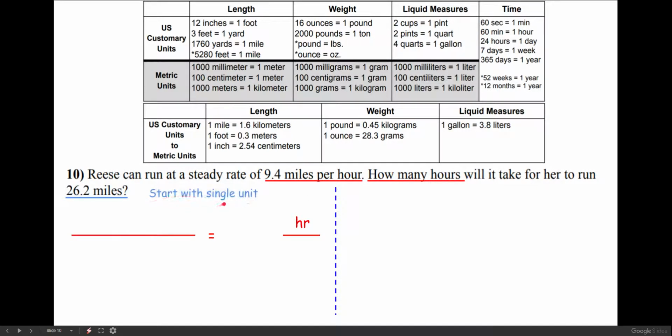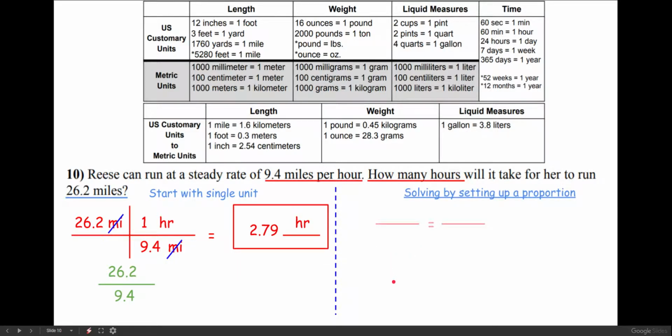So we start off with the single unit. Is it 9.4 miles per hour or 26.2 miles? Well, it's obvious. 26.2 miles is a single unit. 9.4 miles per hour is a rate. It's got two things being compared. So I'm going to start off by writing 26.2 miles. And then let's write the other piece of information, 9.4 miles per hour. Well, I want to cancel out the miles and be left with hours. So put miles on the bottom, hours on top, cross off those miles, and then write down the information. 9.4 miles per how many hours? 1 hour. And then now I do 26.2 times 1, which is just 26.2. And then on the bottom is 9.4. So 26.2 divided by 9.4 is roughly 2.79 hours.